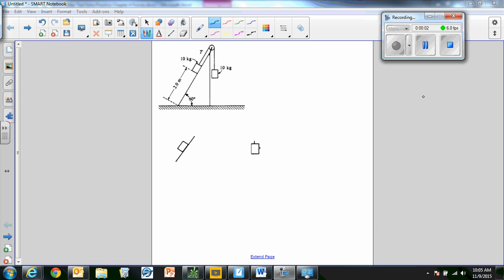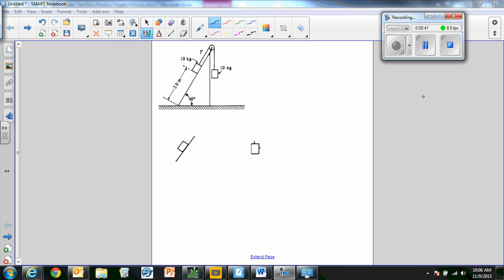Number 3 on the after test extra practice, chapter 4. Two 10 kilogram boxes are connected by a massless string that passes over a massless frictionless pulley as shown above. The boxes remain at rest, that's an important statement there, with the one on the right hanging vertically and the one on the left 2 meters from the bottom of the incline. That makes an angle of 60 degrees with the horizontal. The coefficients of kinetic friction and static friction between the left-hand box and the plane are 0.15 and 0.3 respectively.